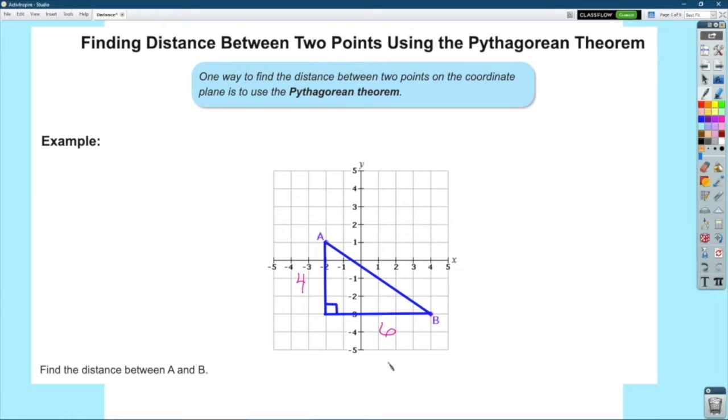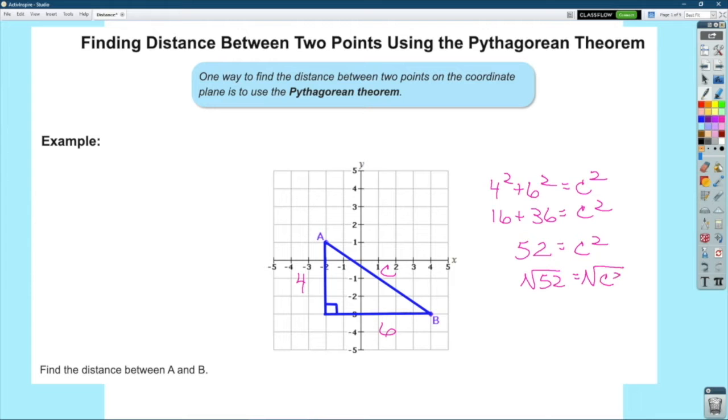This is 6. So if I want to use the Pythagorean theorem, then it would be 4 squared plus 6 squared. So this would be my leg A and this would be my leg B. And that equals the hypotenuse, which is C. So I'm going to go ahead and square it. So 4 times 4 is 16 plus 36 equals C squared. And when I add these, I get 52 equals C squared. And then I take the square root of both sides. 52 equals the square root of C squared. And I get that this is the square root of 52.